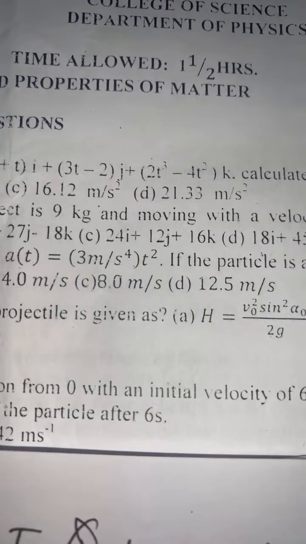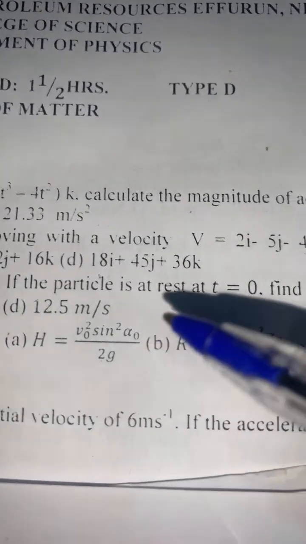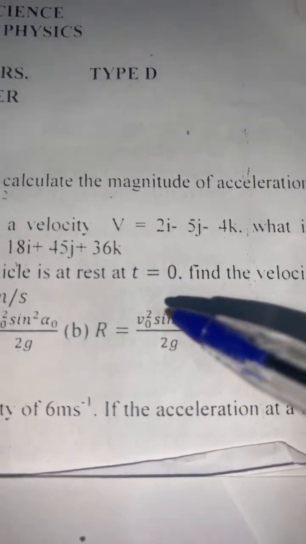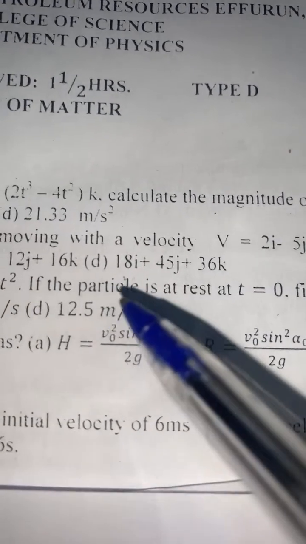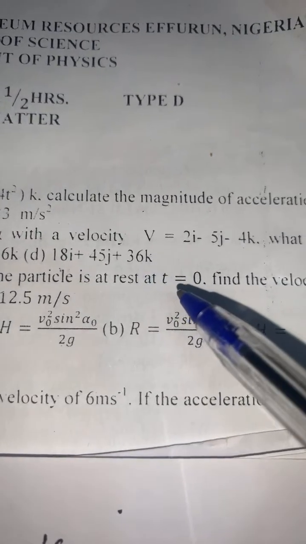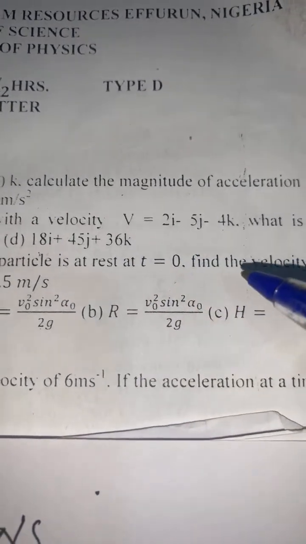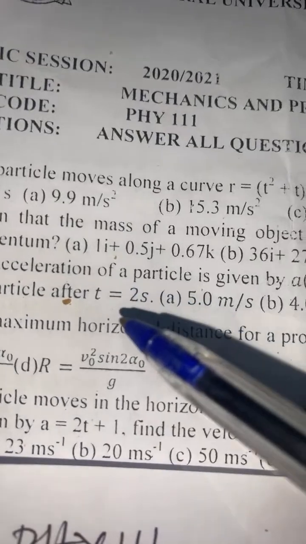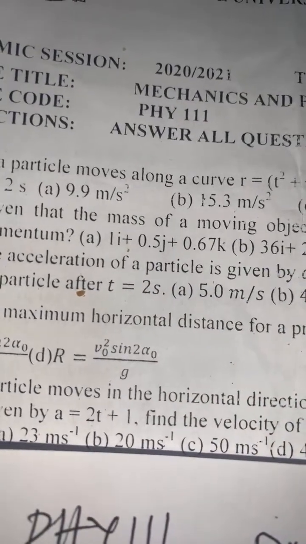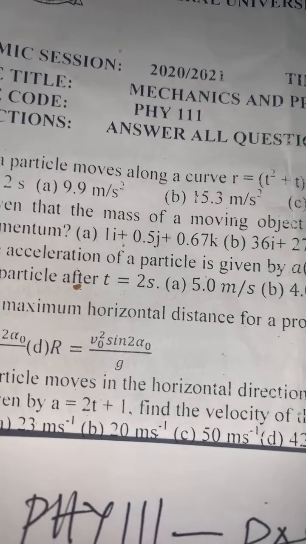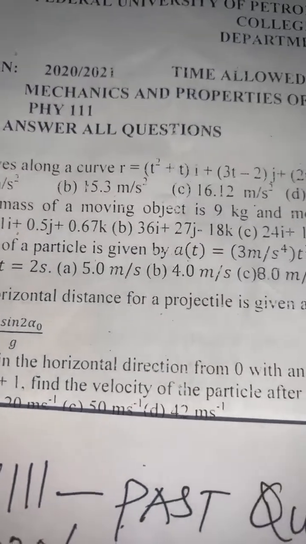So they say that if the particle is at rest at t equal to 0, listen now. If a particle is at rest, it means the time is 0. Then they say you should find the velocity of the particle at t equal to 2 seconds. All right, these are the options.